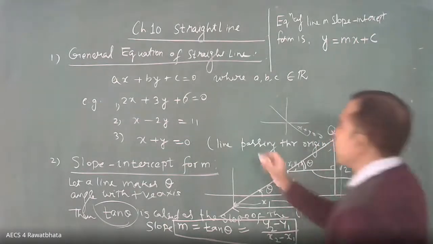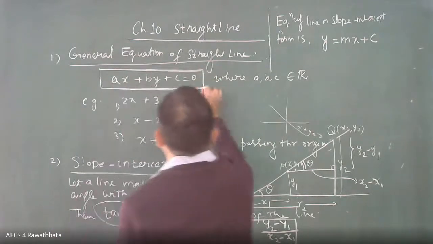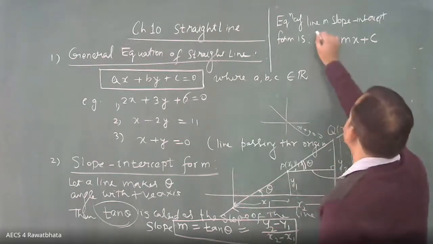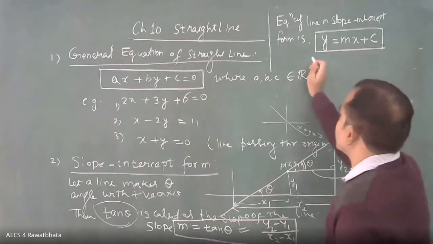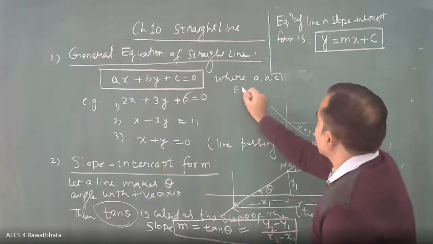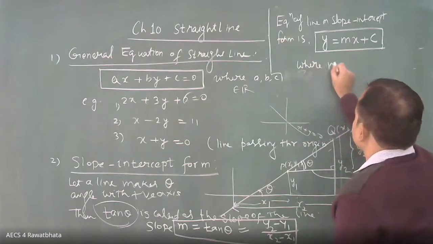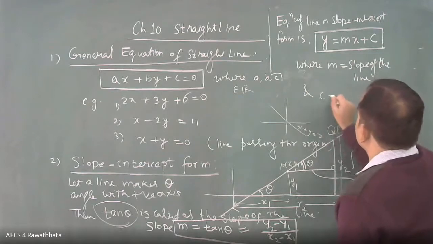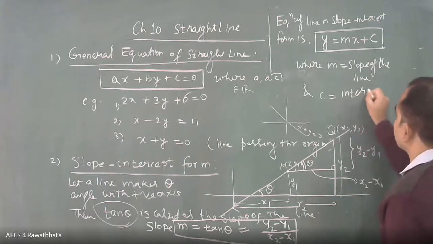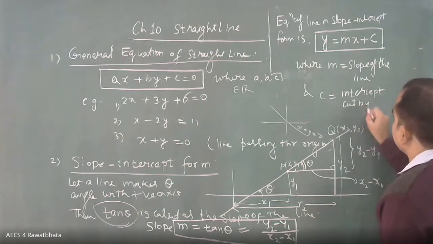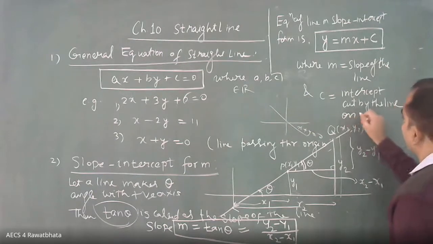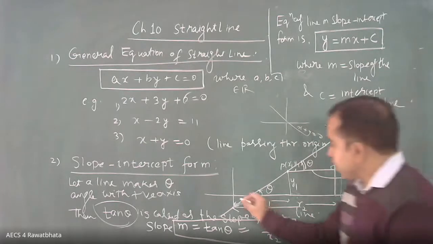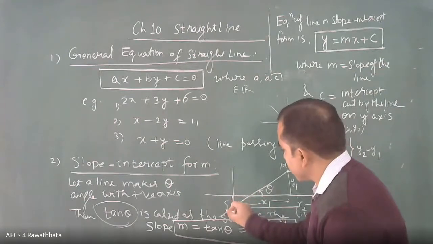This equation represents, so here you keep in mind, the general equation. General equation is ax plus by plus c equal to 0. Then the second important form of a straight line is slope intercept form, and this is y equal to mx plus c. And let me write the meaning also of these m and c, where m is the slope of the line and c equals the intercept cut by the line on the y-axis, right? You understand, intercept cut by the line on the y-axis? It means that in this figure, this distance will be c.